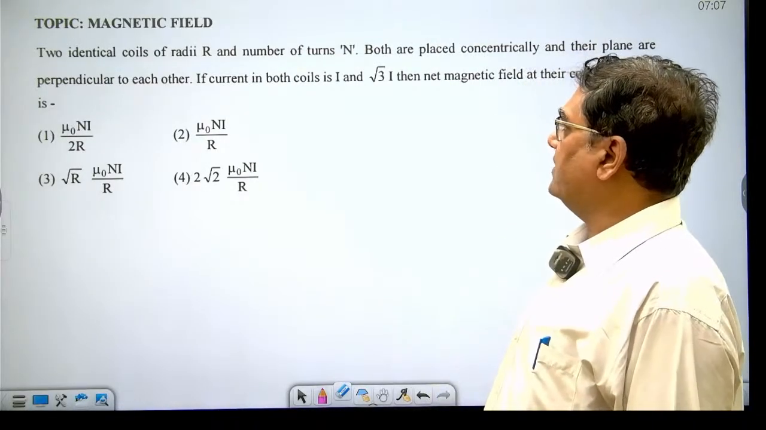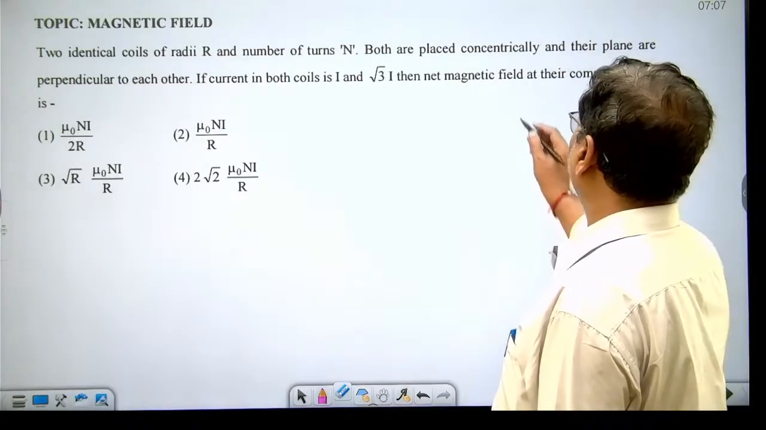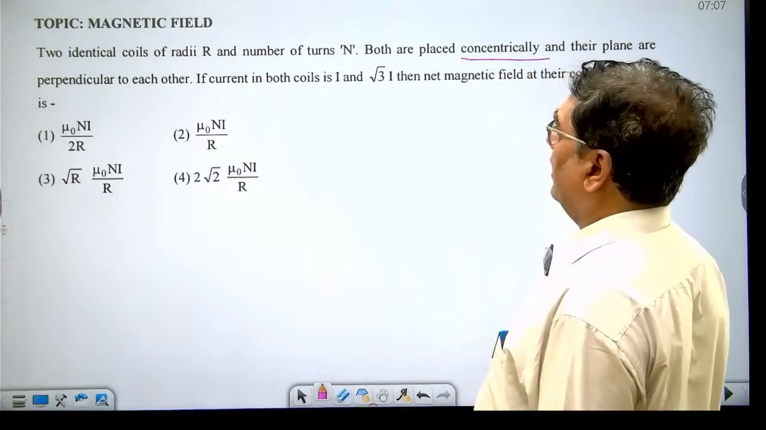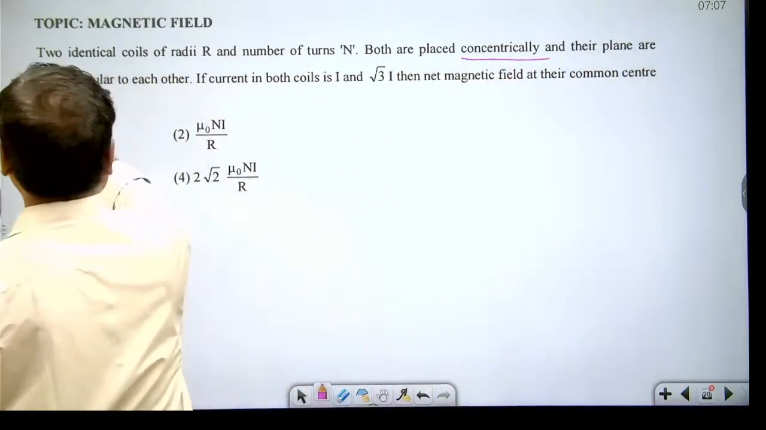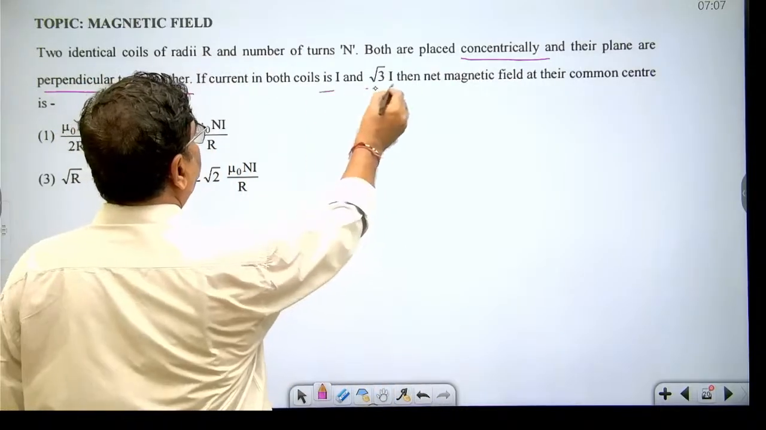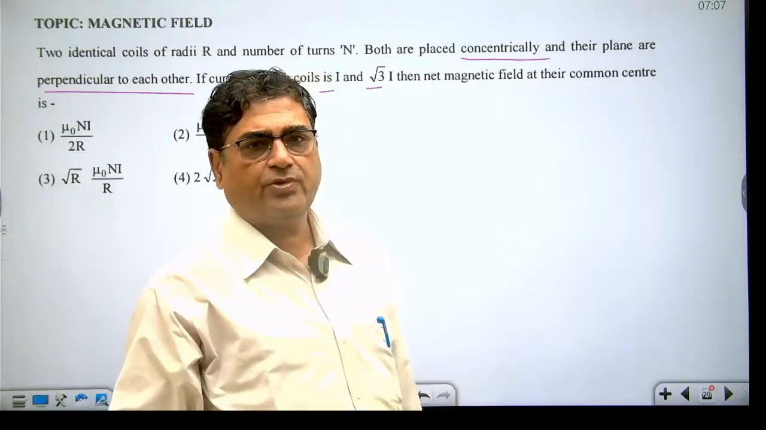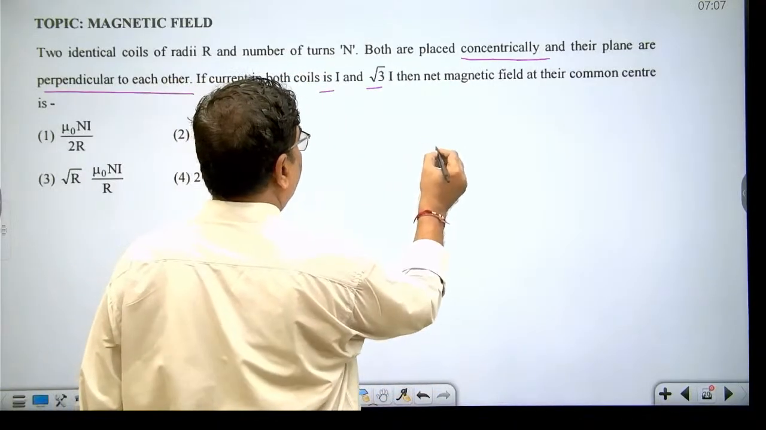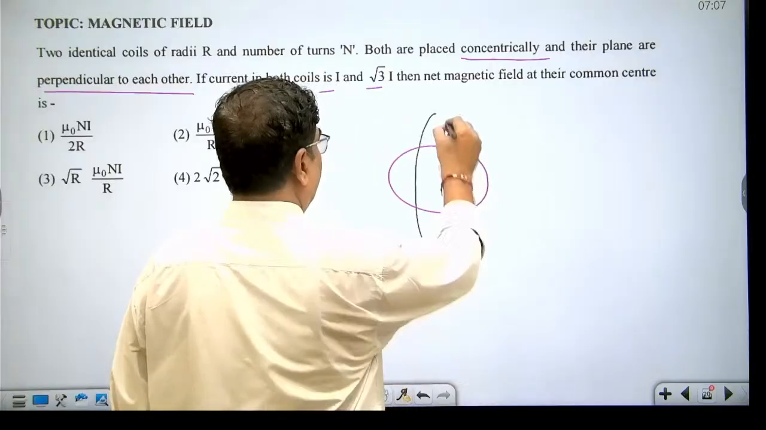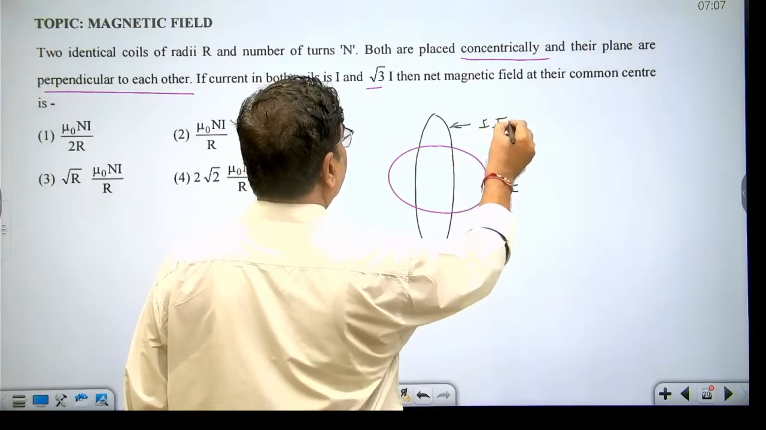Two identical coils of radii r and N number of turns are placed concentrically and their planes are perpendicular to each other, which means the magnetic fields will be perpendicular. Current in the two coils is I and root 3 I. The magnetic field intensity at the center of a circular coil equals mu 0 N I upon 2R. Here the current is I, here the current is I root 3.